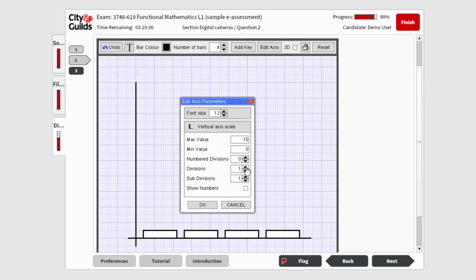I've gone to the edit axis button to do this. I'm just going to increase the number of divisions that I'm using. So the number of divisions are the ones that are going to show the numbers against them. The divisions is then the divisions within the numbered divisions. So how many times is the division split up to, and subdivisions would be divisions within inside that. I don't really need the subdivisions, to be honest with you. I do want to see the numbers, okay? And because of the numbers that we picked, I'm going to do it up in twos, okay?